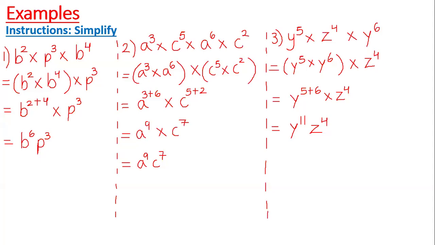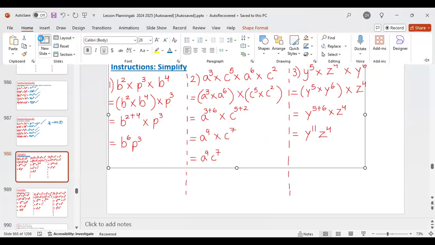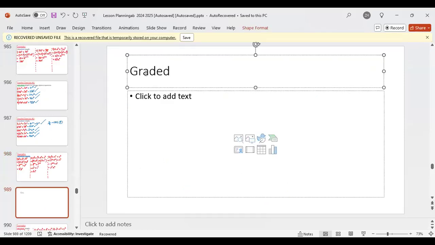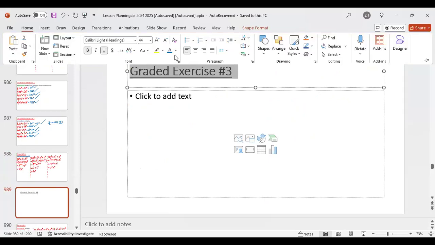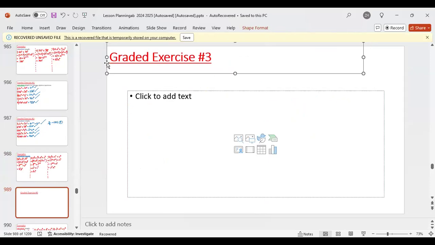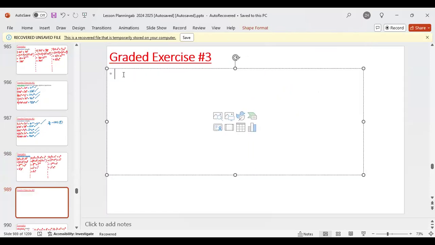All right, let's move on. Let me do the graded exercise for this one. We're ready for the graded exercise, right? I think we're ready. Yes, sir. Okay. It's number 3, right? Has to be number 3. Instructions: simplify.